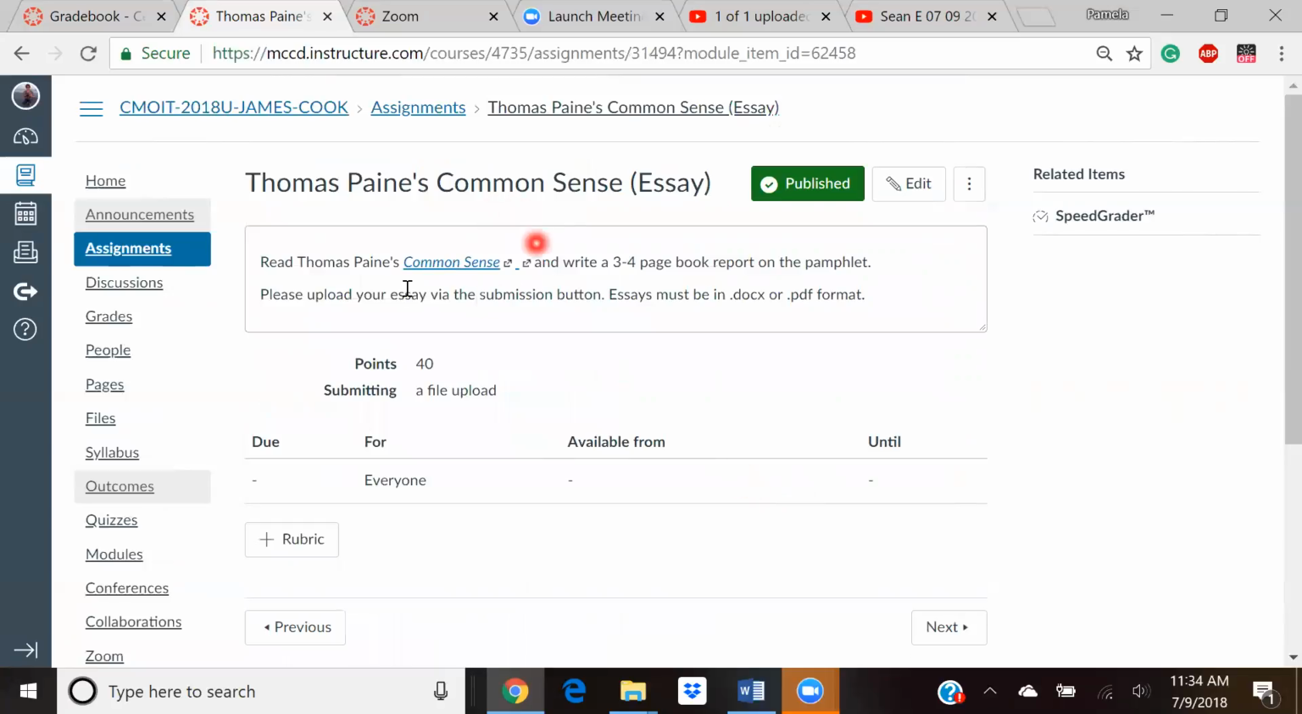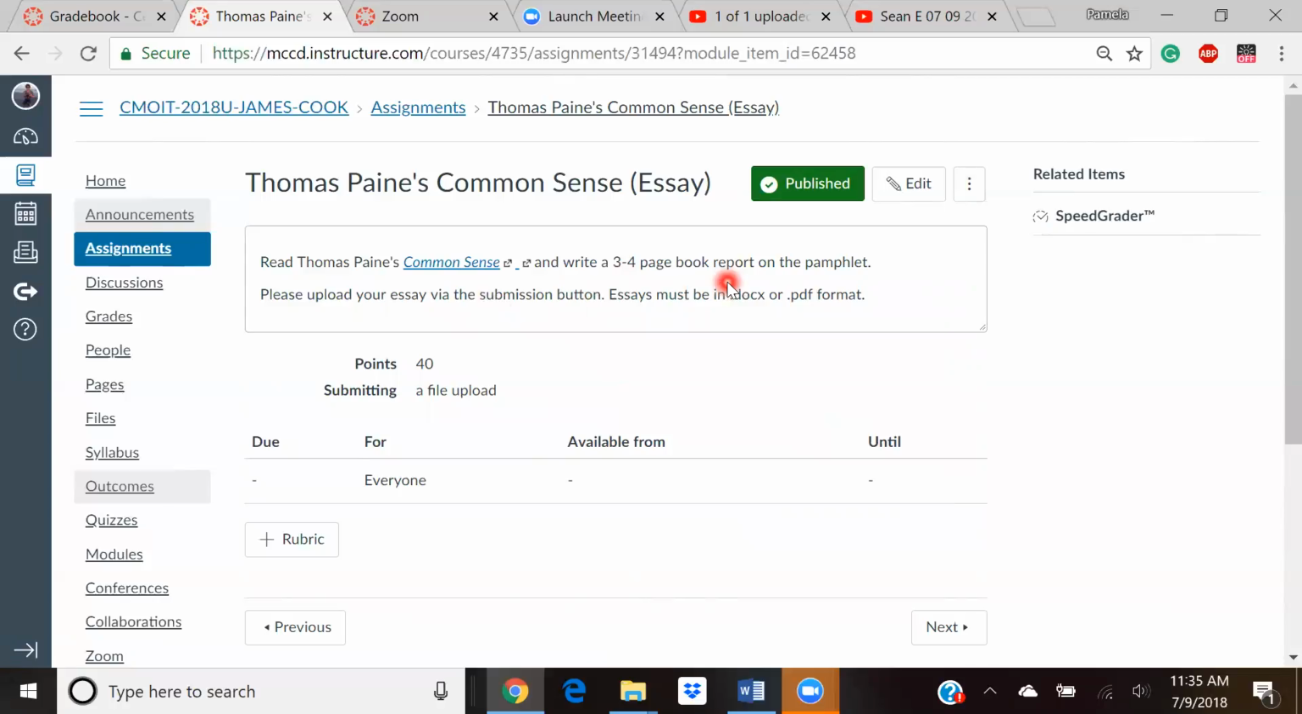Thomas Paine, read Thomas Paine's Common Sense and write a 3 to 4 page book report on the pamphlet. Please, okay, so my question first would be, did you teach them how to write a book report? Because book reports are very different than essays. And I did not see any information on how to do that. Secondly, is Paine's Common Sense, is that long enough to write a 3 to 4 page book report on that?